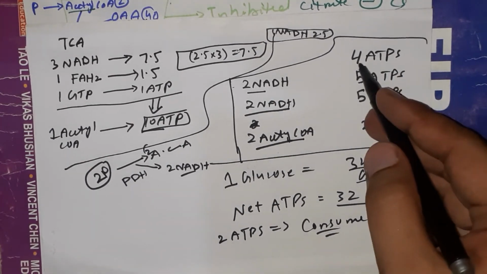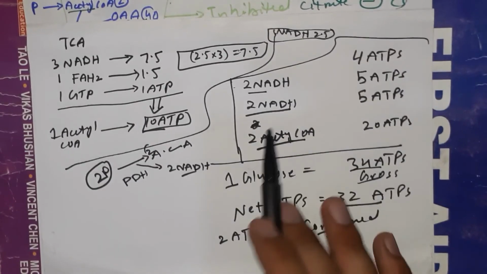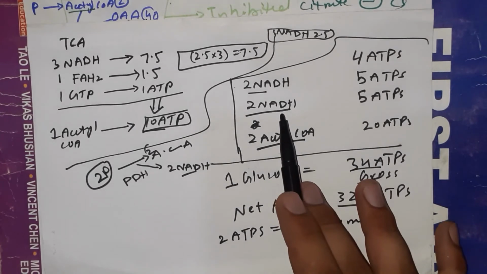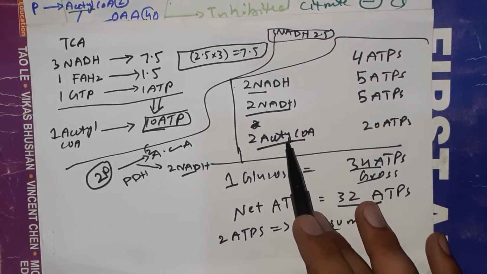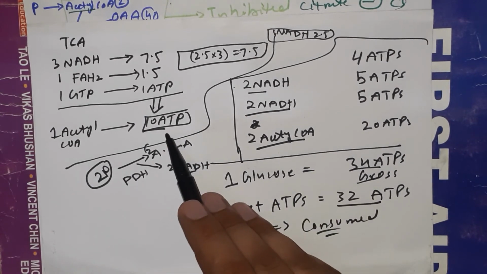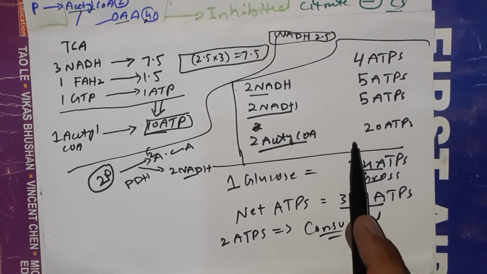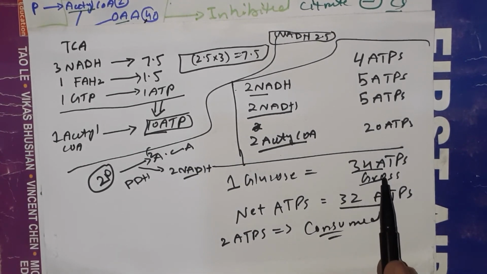How? 4 ATPs of glycolysis, 2 NADH of glycolysis give 5 ATPs, 2 NADH of the PDH complex give 5 ATPs, and 2 acetyl CoA are produced. Each acetyl CoA gives 10 ATPs and 2 acetyl CoA give 20 ATPs. So gross ATP production is 34 and net ATP production is 32. So it was all about the TCA cycle.